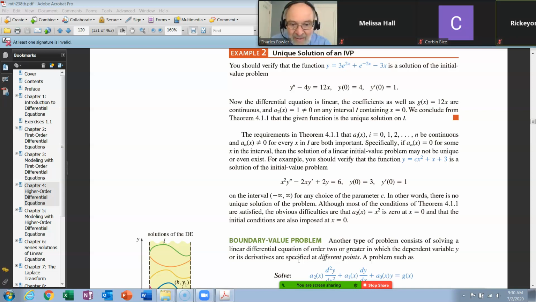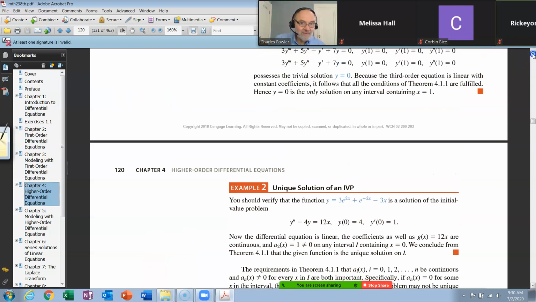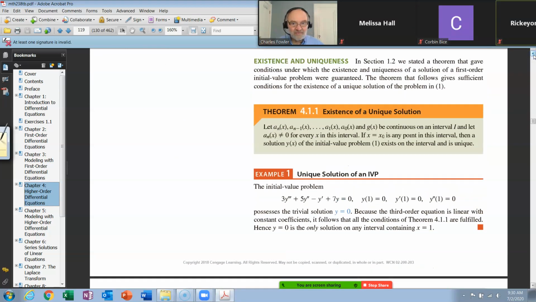Okay, all right. Where we are, we're in Chapter 4, Higher Order Differential Equations, 4.1, Preliminary Theory, Linear Equations. And we've just been through, let me use the right end of the pen, and we're talking about a theory that here it is.